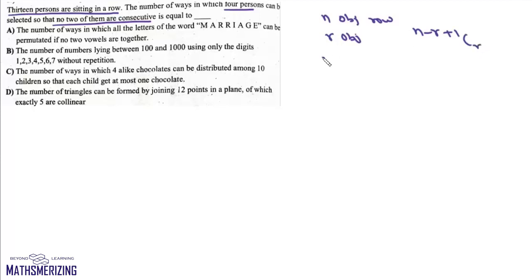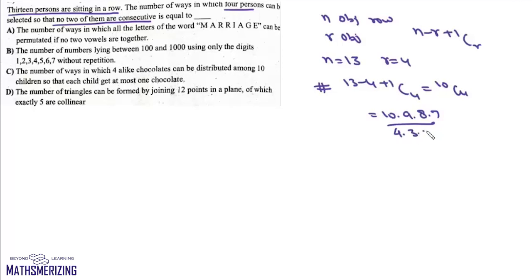Now in this case, value of n is 13 and we have to select 4. So total number of ways of selecting 4 persons so that no two of them are consecutive is given by 13 minus 4 plus 1 C4, which is 10 C4. Now 10 C4 is 10, 9, 8, 7 over 4, 3, 2, 1. So this is 8, this is 3. So it will be simply 210. So this value is 210.